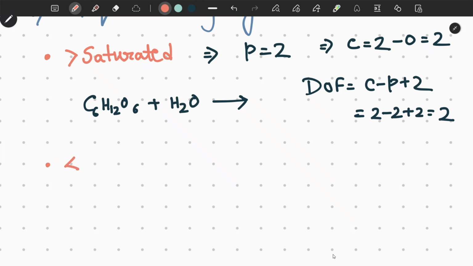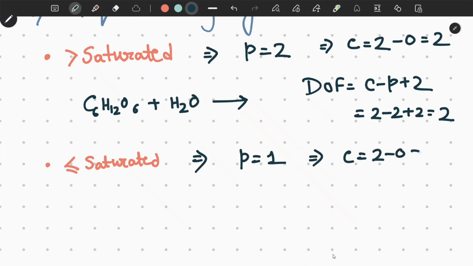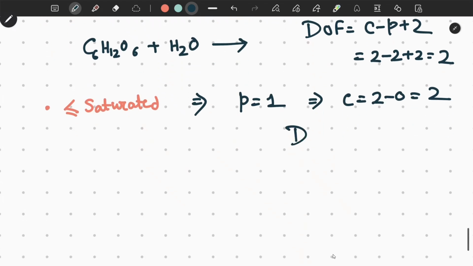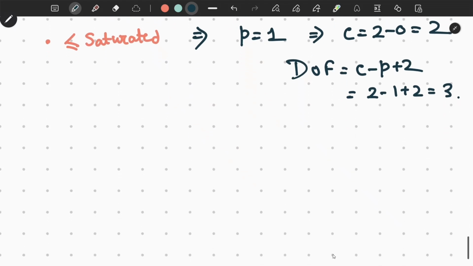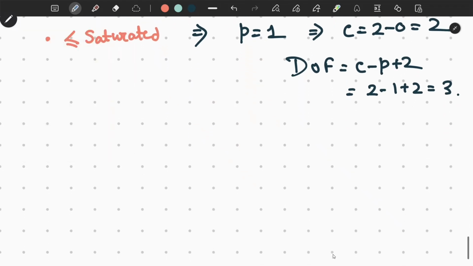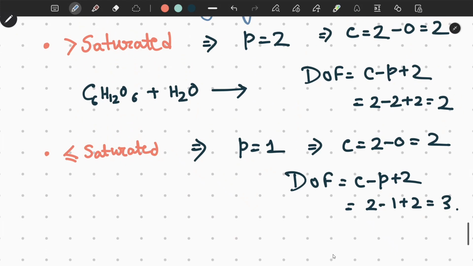But if it is not saturated, it is less than saturated or fully saturated, then phase will be 1. It is fully dissolved. But component will not be changed. Component will be 2 always. So then degree of freedom will be 3. I think now it is understandable. But what is the answer? Both. You have to consider both, if it is asked in exam. In MCQ, then it will be MSQ, or it can be stated in the question whether it is saturated or not.